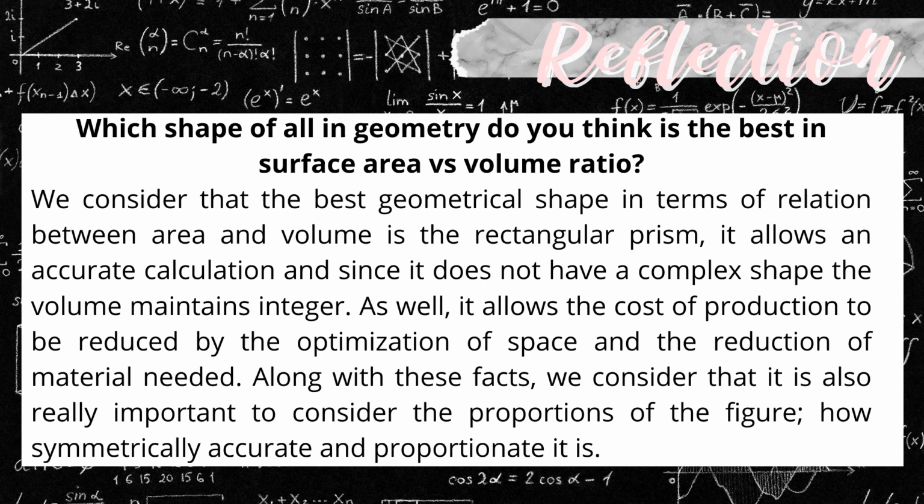Our next question is, which shape in geometry do you think is the best in surface area versus volume ratio? We consider that the best geometrical shape in terms of relation between area and volume is the rectangular prism. It allows an accurate calculation, and since it does not have a complex shape, the volume remains an integer. As well, it allows the cost of production to be reduced by the optimization of space and the reduction of material needed. Along with these facts, we consider that it is also really important to consider the proportions of the figure, how symmetrically accurate and proportionate it is.